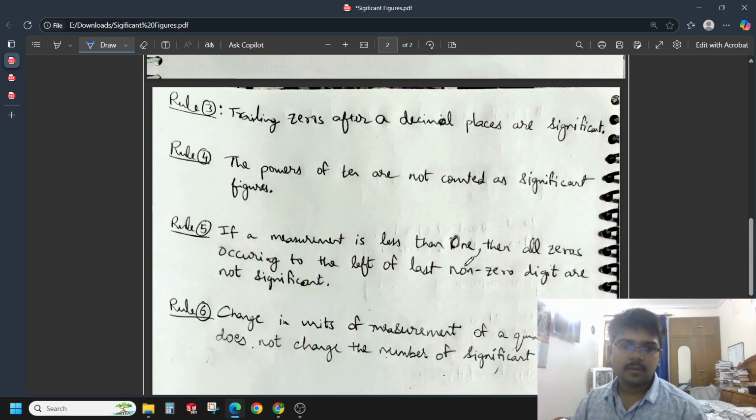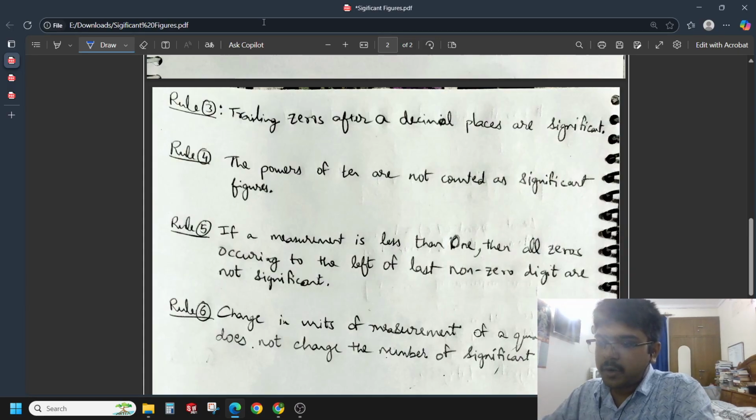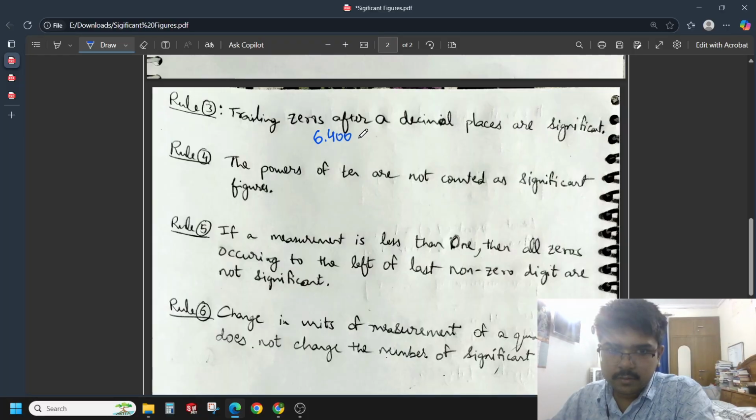Rule 3 states that trailing zeros after the decimal point are significant. So suppose we have the number 6.400. In this we have a decimal here, so the zeros after the decimal would be significant. So the significant digits are 1, 2, 3, 4.